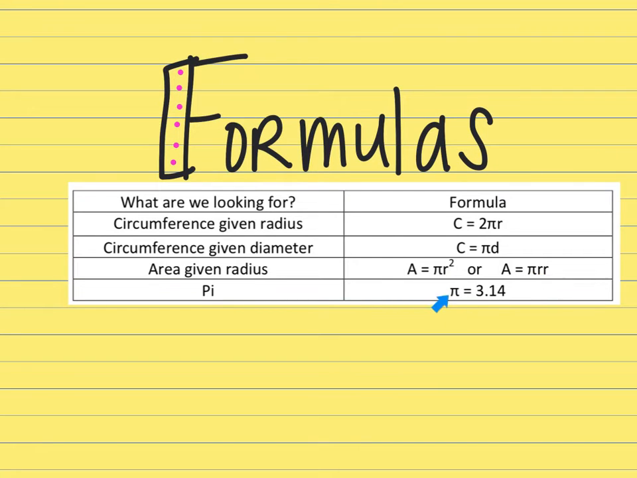And then the last thing you need to know with the formulas is that for the pi symbol, that's going to be a rounded number. Since it's irrational and goes on forever, we're just going to use 3.14.